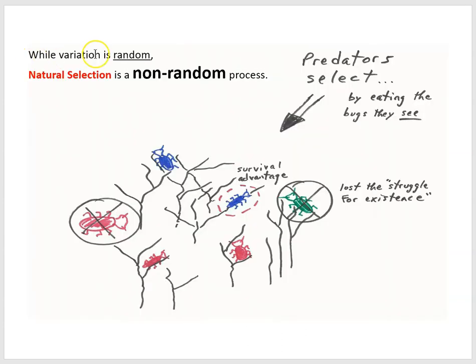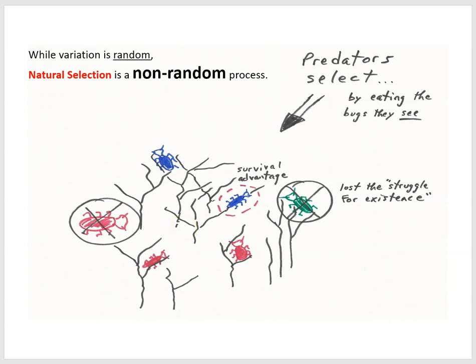Now, while variation is random, very important to realize that natural selection is non-random. So this is a non-random process, so we don't want to confuse these two elements of this process of natural selection. The production of the variation is random, but the selection part of it is non-random. So here we have some insects in the leafy environment. It's the predators that are going to be selecting which individuals they're going to have for lunch, leaving behind others that will then make babies in the next generation.